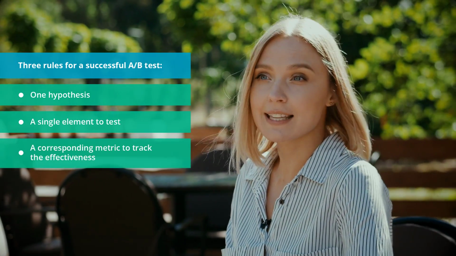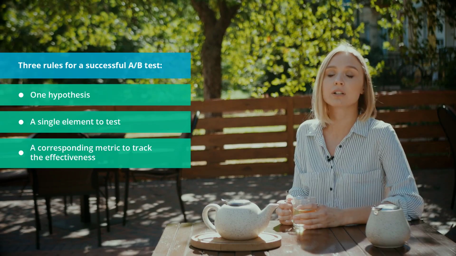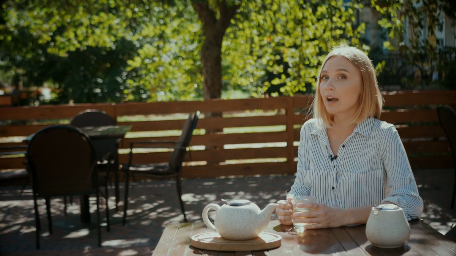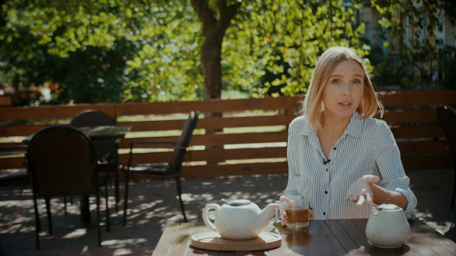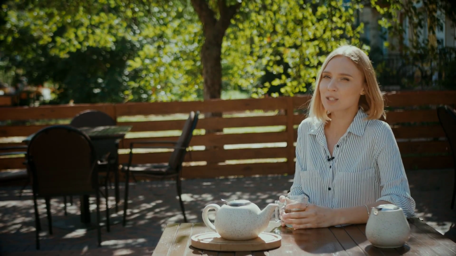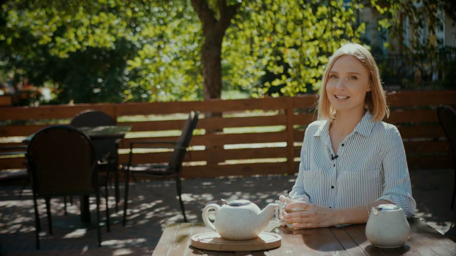And finally, set your end goal and choose a metric corresponding to it. For example, I assume the conversion of a bright CTA button is higher than that of a soft-colored one. So I will test the buttons and measure the results by comparing the click-through rate. Now that we are done with the theory, let's move on to the A/B test ideas.